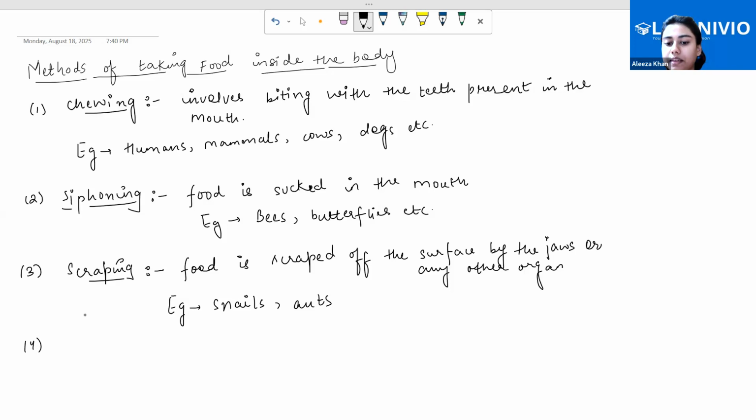Fine. Yes or no? Another mode is capturing and swallowing. Do you know how the food can be captured?